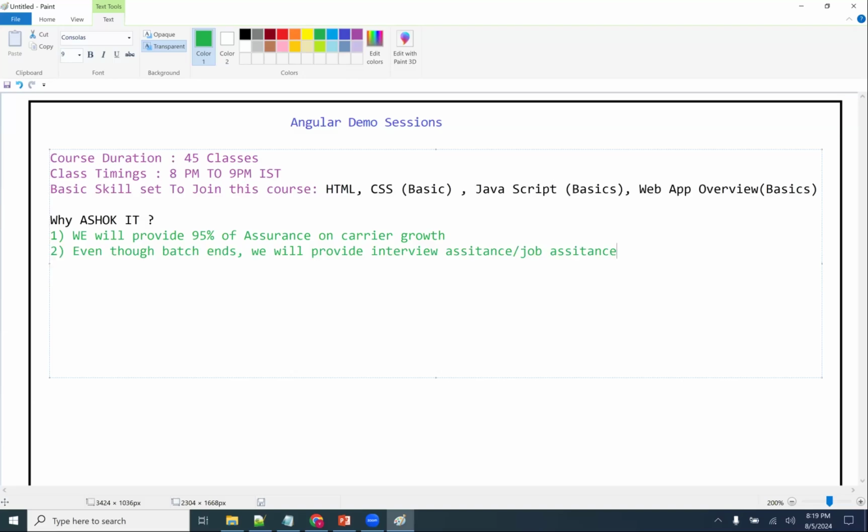You'll see the interview keyword every day, 4 to 5 times every day. That will give you a clear picture of how you need to answer in the interview. That is interview assistance, guys.